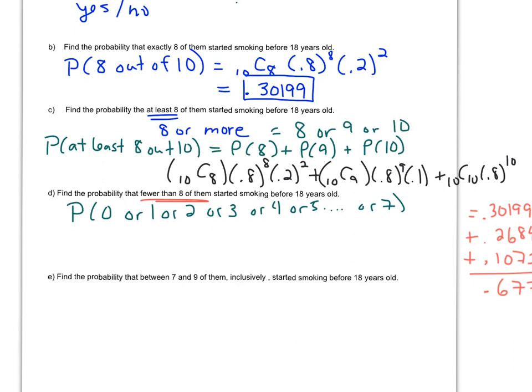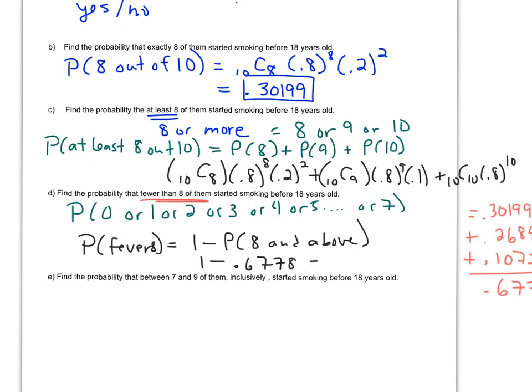But I don't have to calculate any probabilities because I can actually use the complement. The probability that there are fewer than 8 is the exact opposite of being 8 or more. So all I have to do is take 1 minus the probability of 8 and above. We know what 8 and above is because that's what we did for the previous part. So 1 minus 0.6778 gives my probability, which is 0.3222.